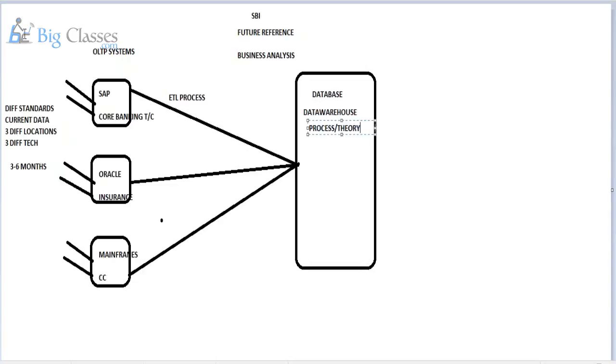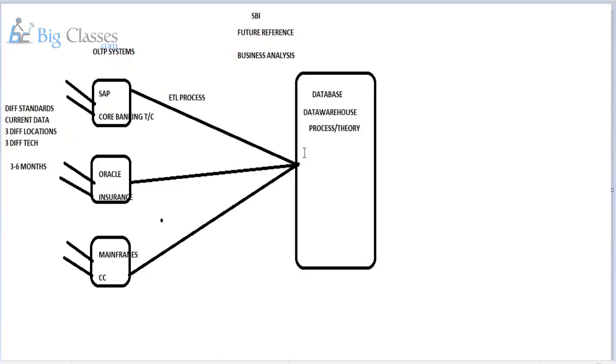Okay, so what we do here is create the ETL process in order to load the data into the data warehouse. So what is the data warehouse? A data warehouse is nothing but an RDBMS, a relational database management system. It's an RDBMS which is required for analyzing the business operations.